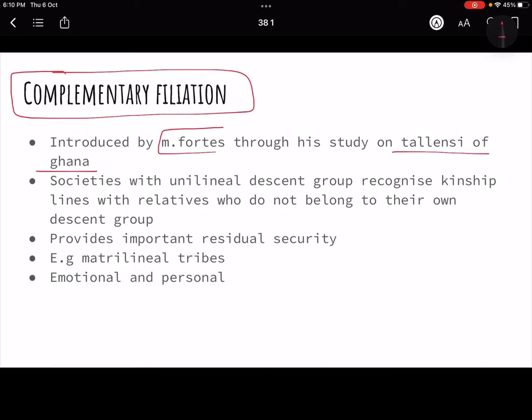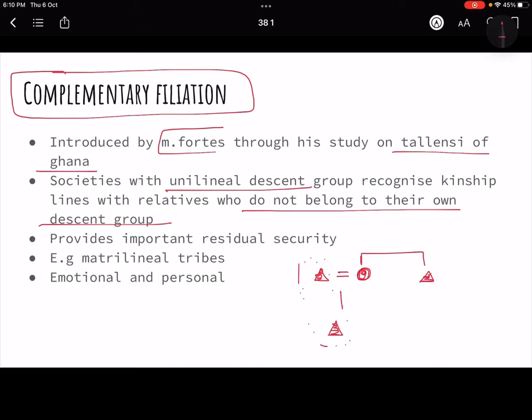So he said societies with unilineal descent groups recognize kinship lines with relatives who do not belong to their own descent group, right? So for example, the maternal uncle. If we draw a small picture here, for example, this is the mother, this is the mother's brother, and then this is the child. Now he is inheriting everything from his father's family, right, but then this maternal uncle has an important role to play, right?